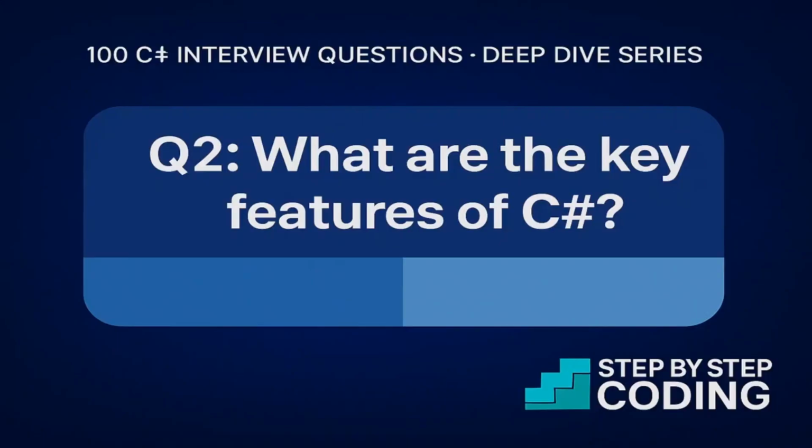The question which we are going to cover next is: what are the key features of C Sharp? In the previous episode, I touched on what exactly C Sharp is as a language, and in this episode we are going to cover the features of C Sharp which make it a remarkable language, which most developers like. And once again, the theme of this series, as you know, is that it is a deep dive series.